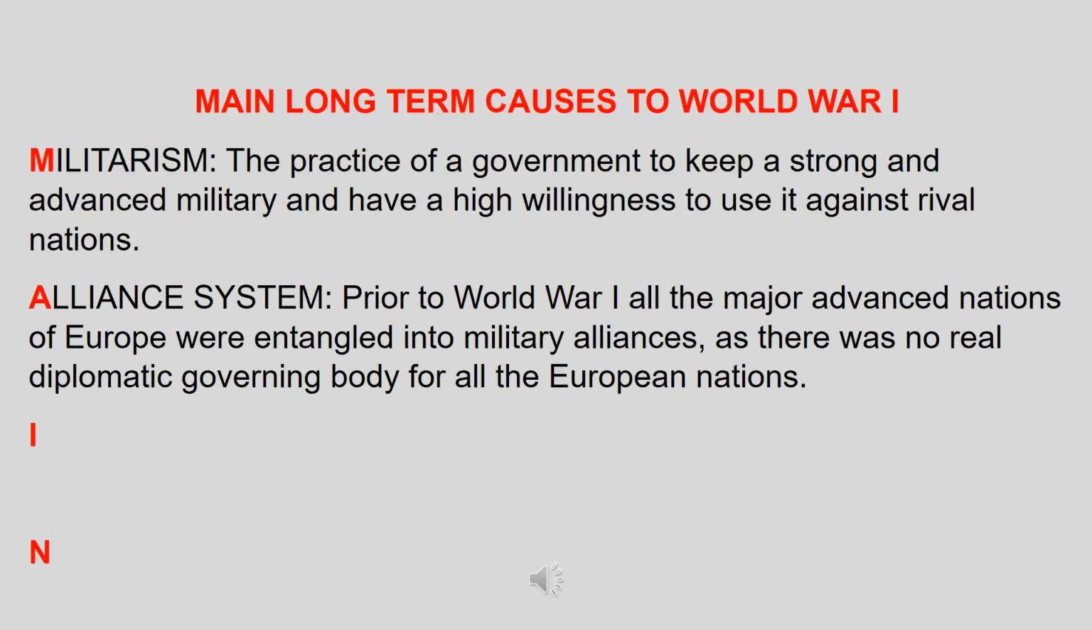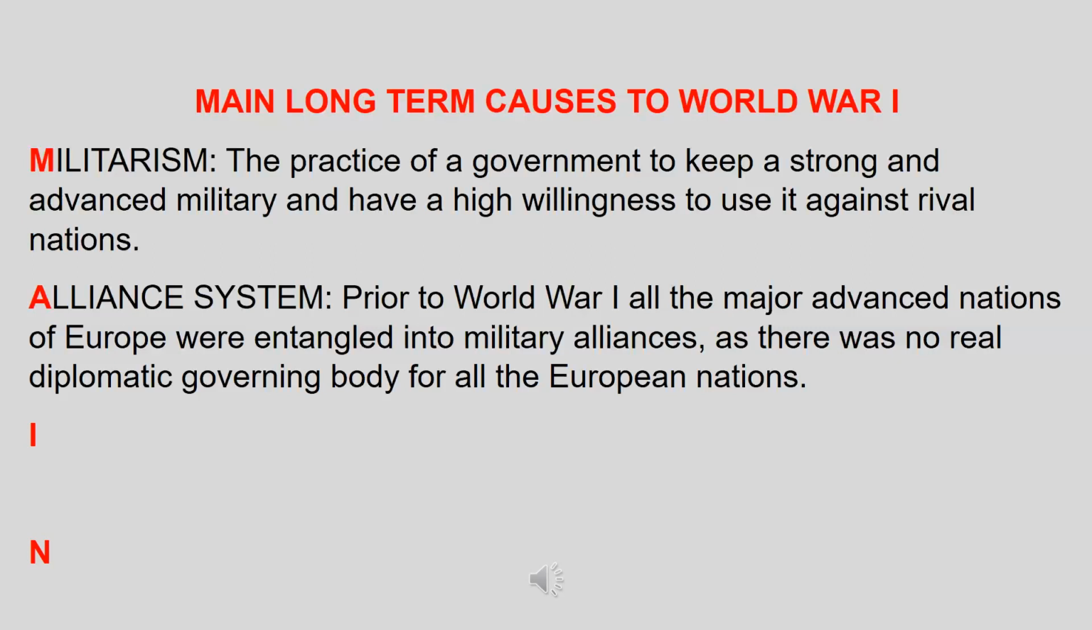The A in MAIN stands for alliances. The alliance system that developed prior to and during World War I dragged several European nations into belligerence. Additionally, distant colonial lands and their populations tended to align with their imperial nations during the war. Prior to World War I, all the major advanced nations of Europe were entangled into military alliances, as there was no real diplomatic governing body for all of the European nations.